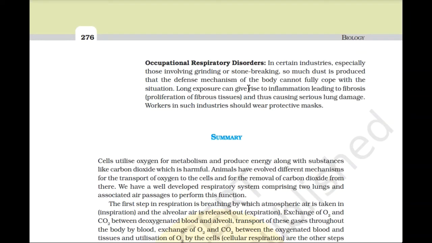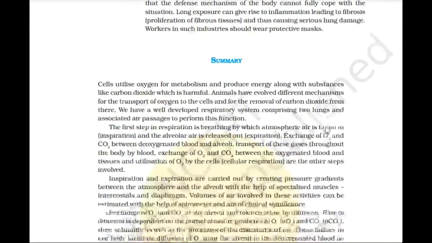Let us see the occupational respiratory disorders. In certain industries, especially those involving grinding or stone breaking, so much dust is produced that the defense mechanism of the body cannot fully cope with the situation. Long exposure can give rise to inflammation, leading to fibrosis, proliferation of fibrous tissue, and thus causing serious lung damage. Workers in such industries should wear protective masks.